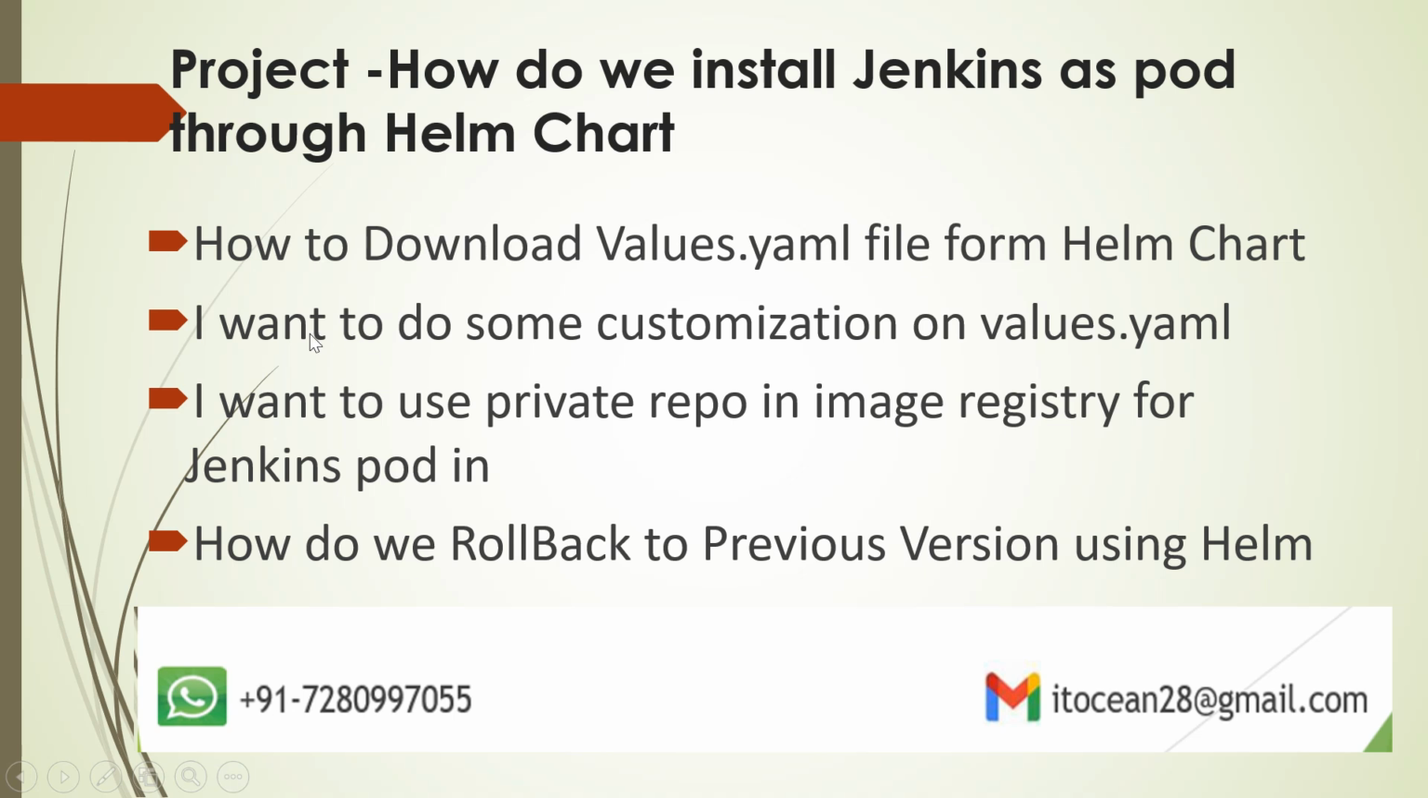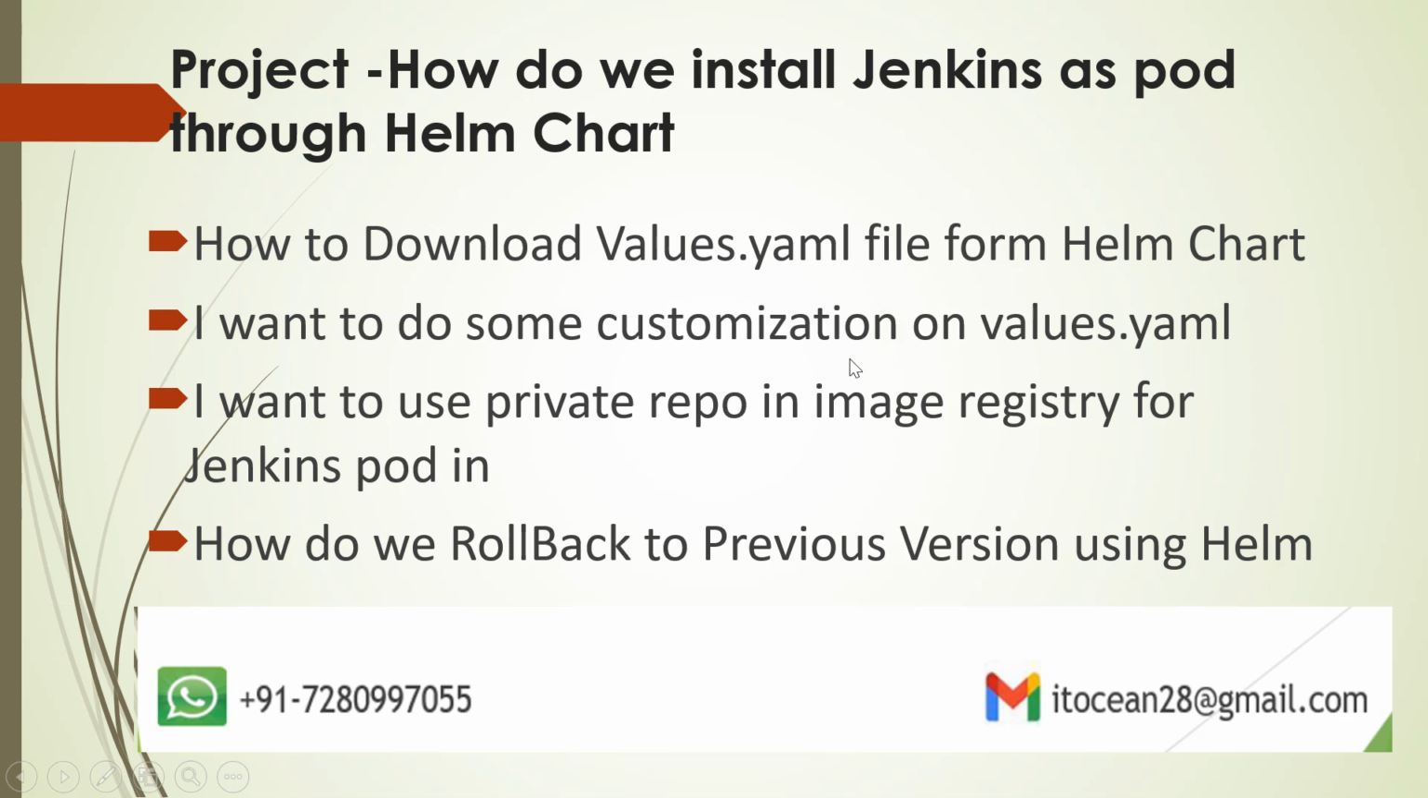Here you can see one of the customers, in this small project, wants to install Jenkins as a pod through the Helm chart. So how do we download the value.yaml file from the Helm chart, or they want to do some customization in the value.yaml file. They also want to use a private repo in the image registry for the Jenkins pod. So how do we roll back to the previous version using Helm?